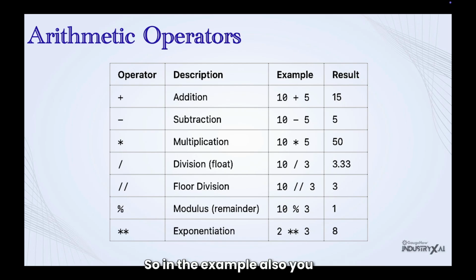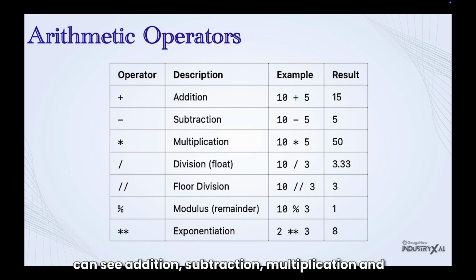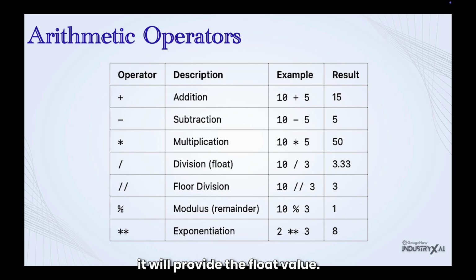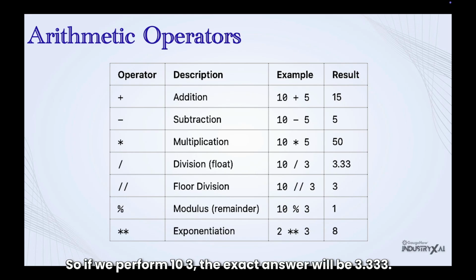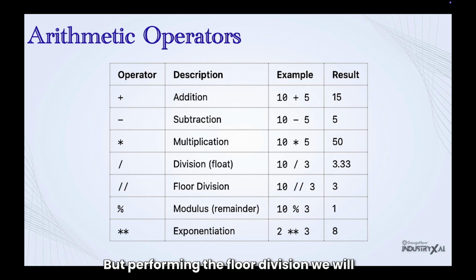So in the example also you can see addition, subtraction, multiplication and division provide the respective answer. But in division, keep in mind that it will provide a float value. The meaning of floor division is that we will only get the quotient value without the decimal. So if we perform 10 divided by 3, the exact answer will be 3.333, but performing the floor division, we will get only the integer number, that is 3. Modulus will give us the remainder. So 10 modulo 3 is equal to 1. That 1 represents the remainder. And the exponent, that is 2 star star 3, means 2 raised to 3. So that will give us the output 8.